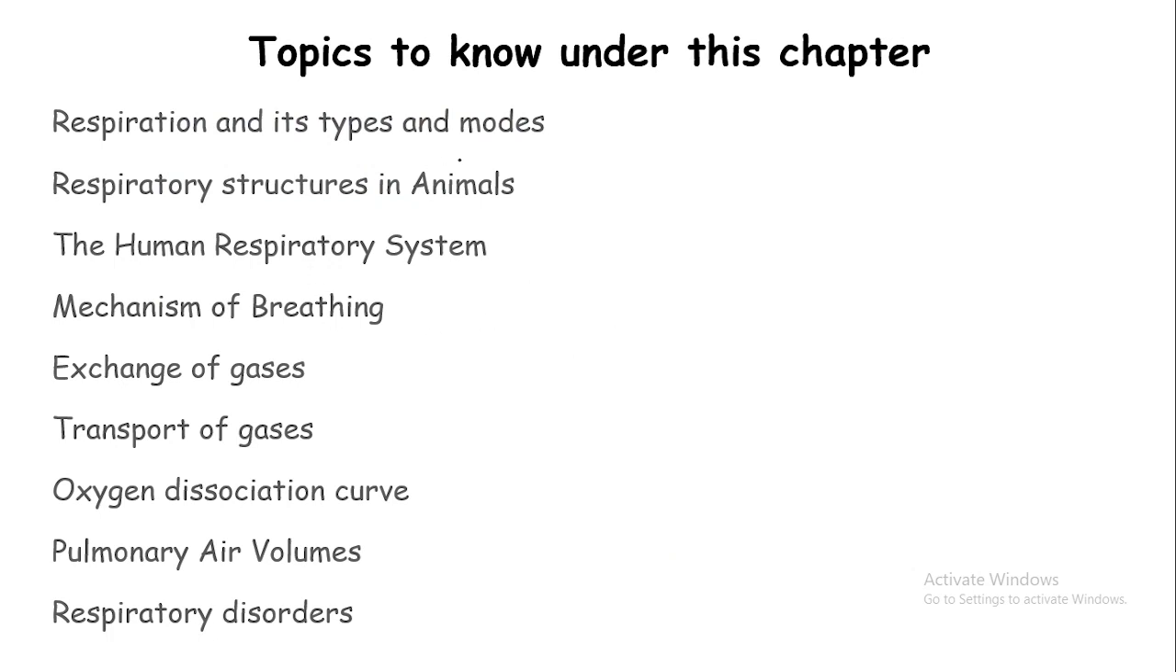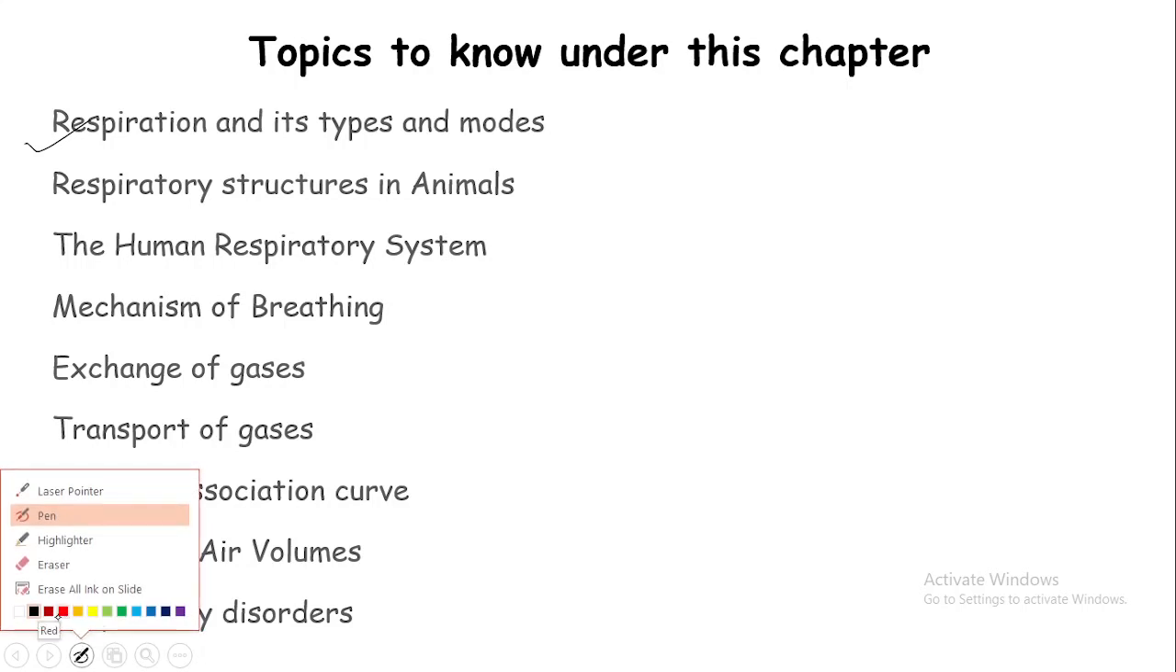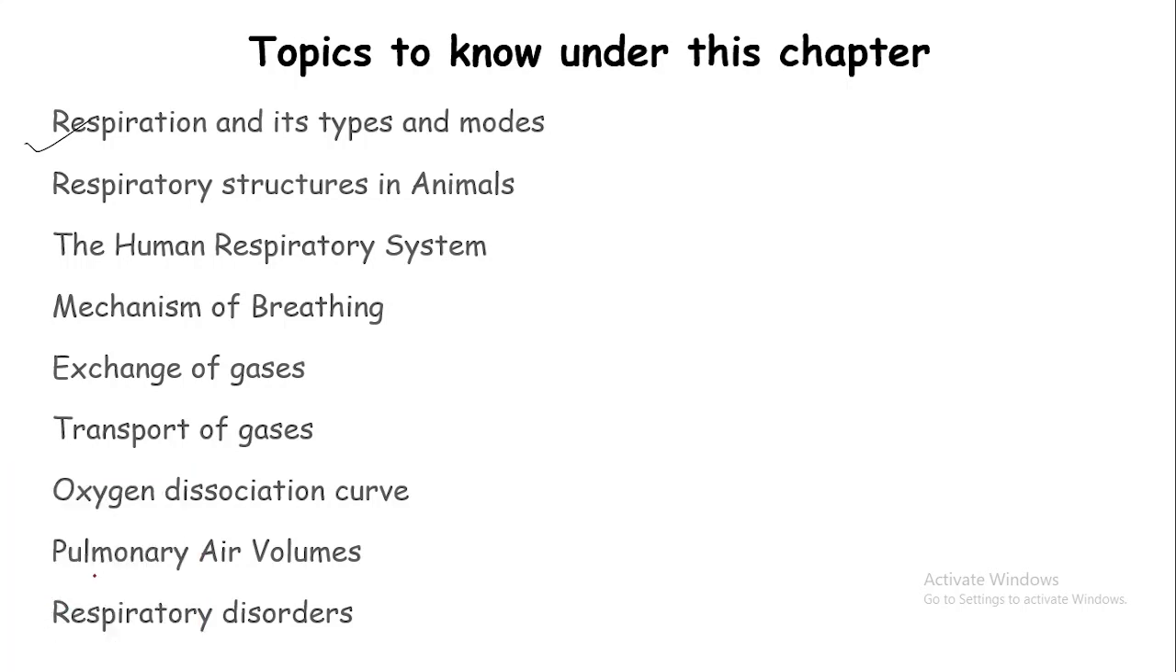So topics to know under this chapter. First is respiration and its types or modes. What are the different types of respiration? Does it take place in the same way as it does in humans, or in a different way? Do all organisms have nose, nostrils and lungs like we have, or do they have it in different ways? We shall be looking at that.